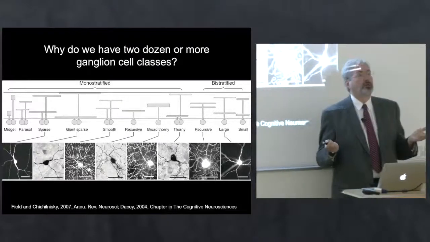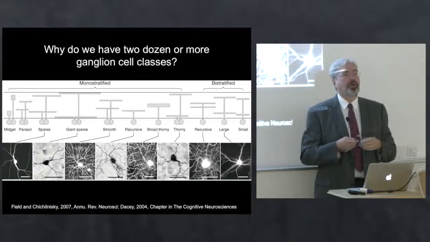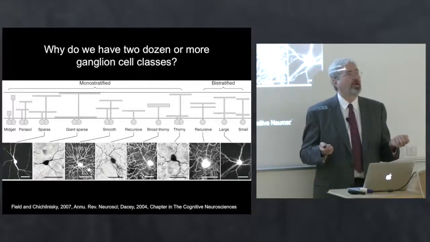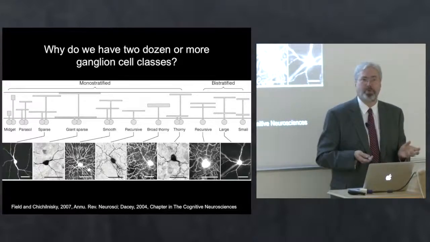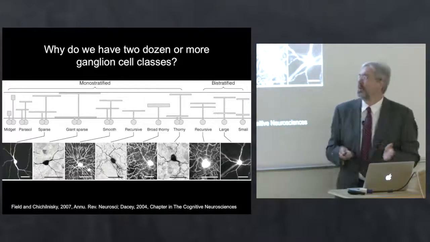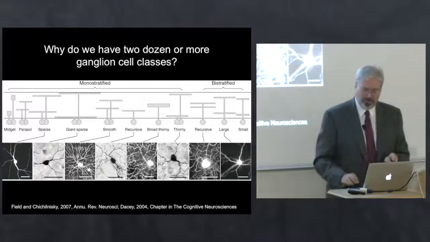And an example is the relatively recent discovery of lots of motion sensors coming out of the mouse retina, and we don't know whether these exist in the primate. I have a suspicion that they do, but we don't have direct evidence of that.